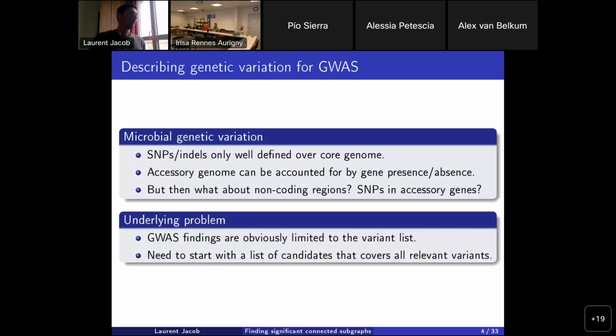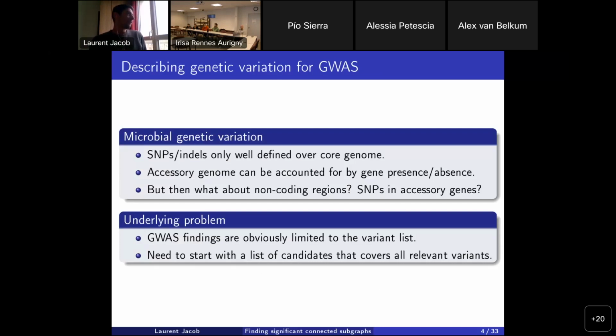And where I'm going with that is that it's even worse when you look at microbes, because SNPs or indels are only well defined over what's often called the core genome in this context, which is the set of genes which are shared by all the individuals in the panel, all the samples in the panel. And the problem is that in lots of cases of interest, like when you study drug resistances, it's also important to look at the accessory genome, which is sets of genes which only belong to some of the genomes in your panel.